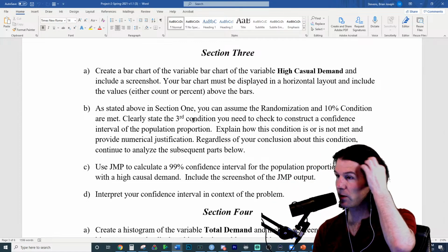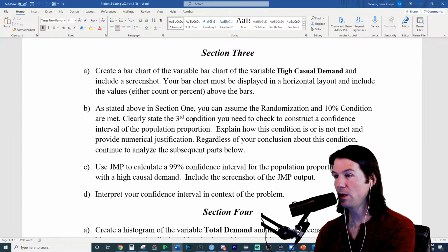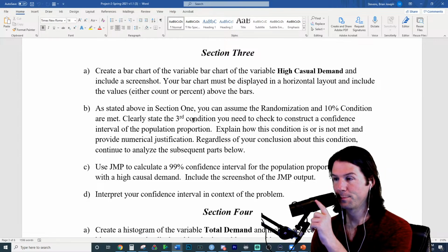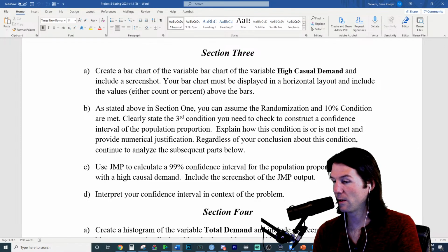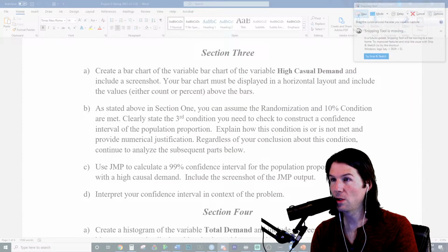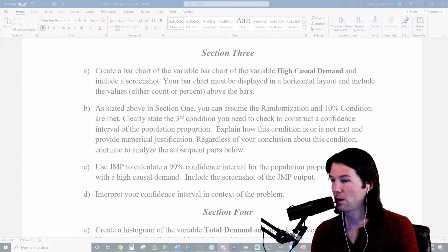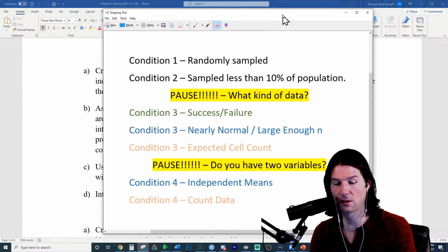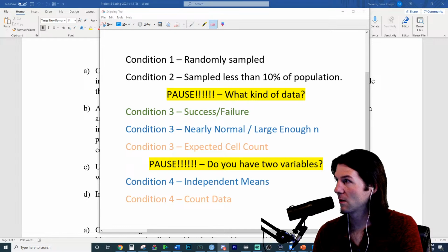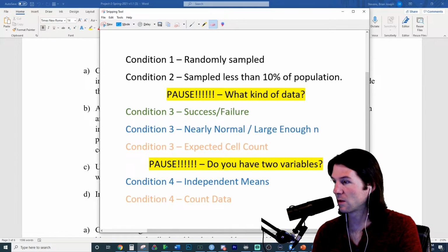Now, when we do our three conditions right here, can you go over three? Yep. So when we do the three conditions, which is what we're on right now, we must first know what kind of data we're dealing with. So with the three conditions, here are the three conditions right here.